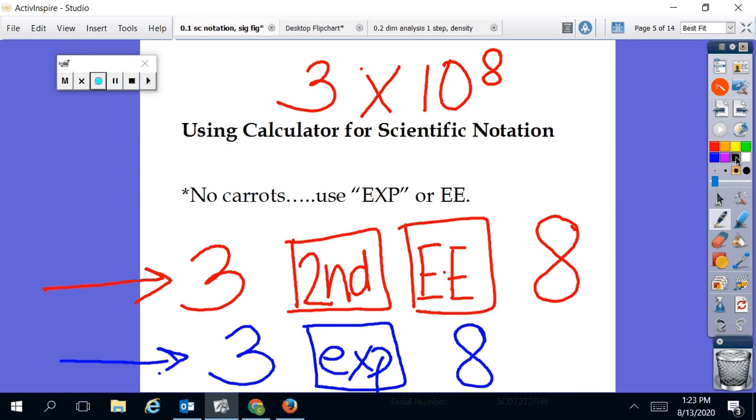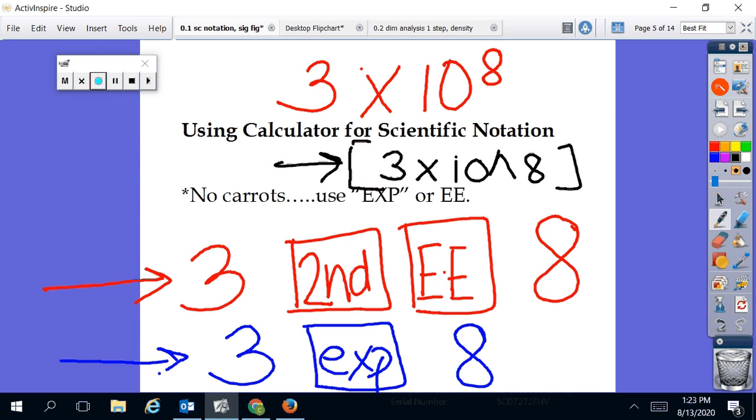Okay, also another way to do it, but if you do it this way, you must use parentheses, is to use what I call a caret. And you put that little caret. But if you do it this way, you must use parentheses. And I don't recommend it because people forget parentheses. Okay, so you write 3 times 10 caret 8.